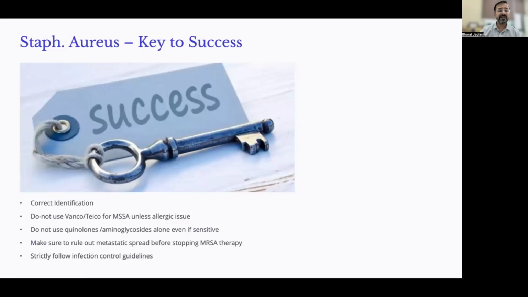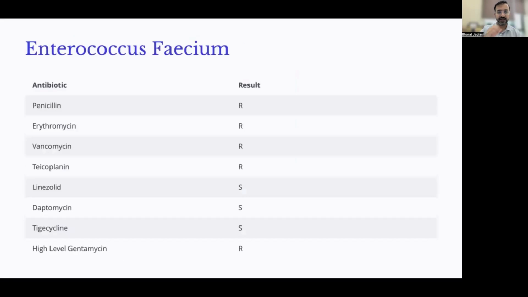Now, the key to success in Staph aureus is correct identification. Do not use Vanc or Teico for MSSA unless there are allergic issues. Do not use quinolones or aminoglycosides alone, even if sensitive. Make sure to rule out metastatic spread before stopping MRSA therapy. Strictly follow infection control guidelines.